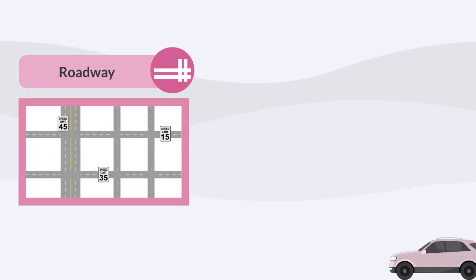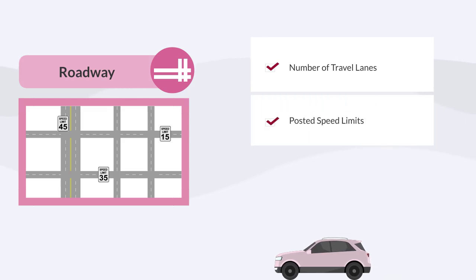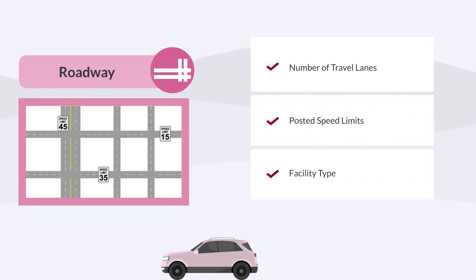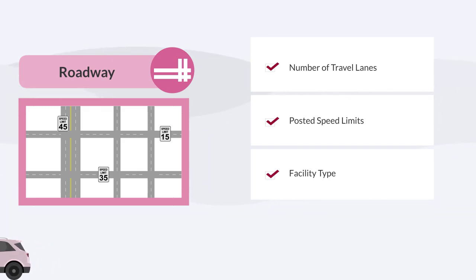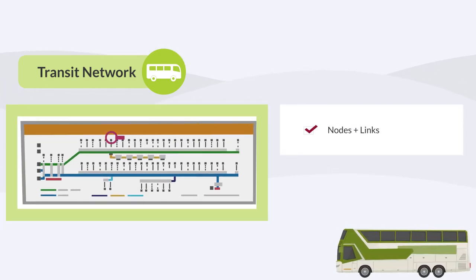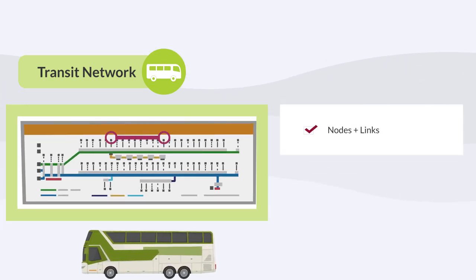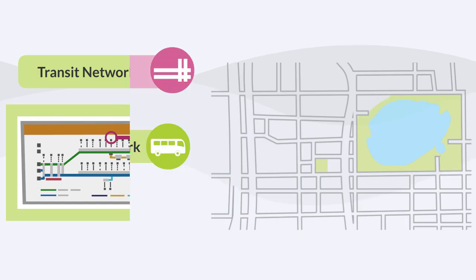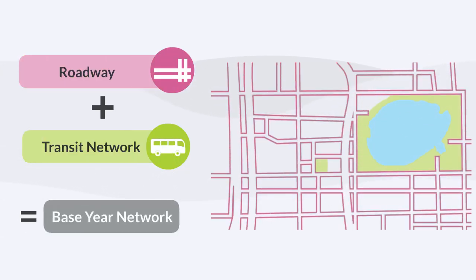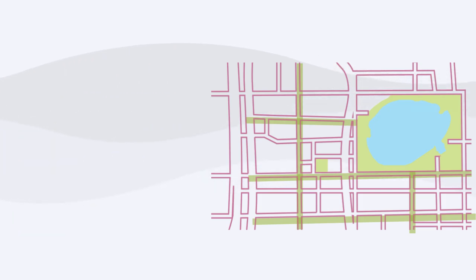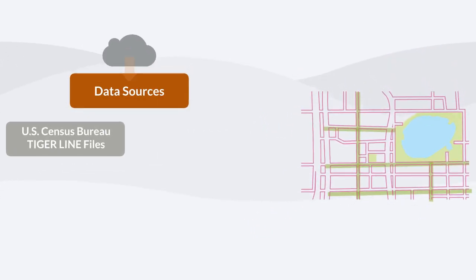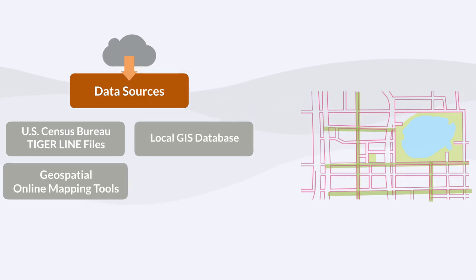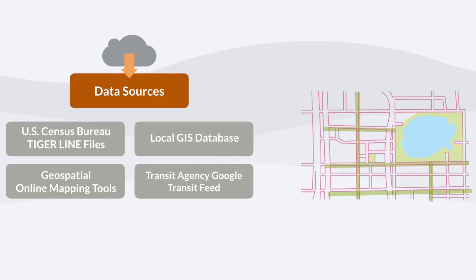For the roadway network, characteristics like number of travel lanes, posted speeds, and facility type of each roadway segment are collected through a combination of aerial surveys and inventory of geographic information system data. For transit network, nodes and links are also included to represent transit routes and stop locations. Those data comprise a base year network for the model and provides important context for the travelers. Data sources for these inputs include U.S. Census Bureau Tigerline files, local GIS database, geospatial online mapping tool, or transit agency Google Transit feed.